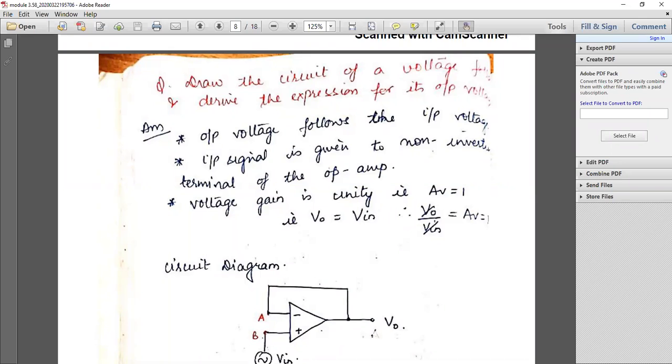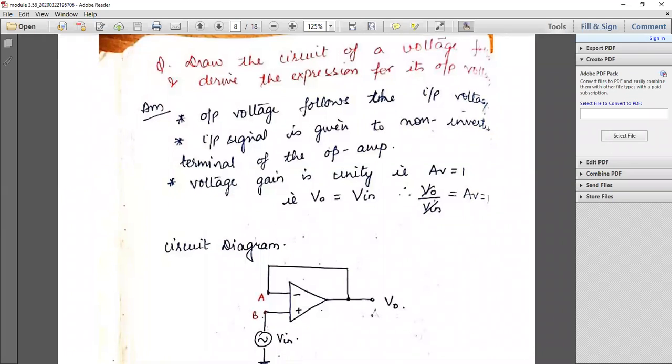If my V in sin omega t is my input voltage, my output voltage also will be same, and also there will be no sign change. Why is it so? Why will there be no sign change? You can notice the word, there will be no sign change. V naught equal to V in, and we are seeing there is no negative sign in it.